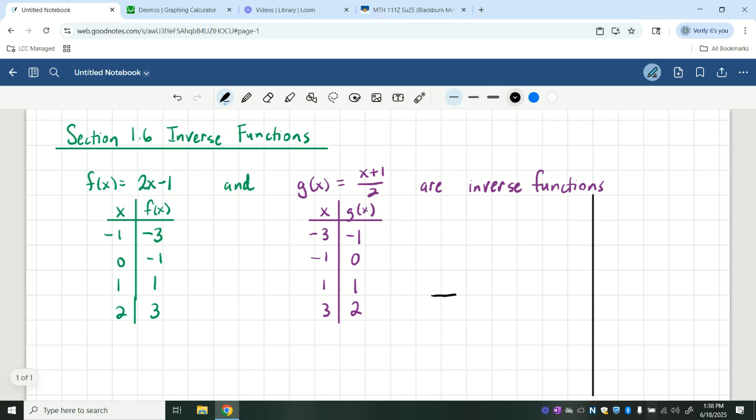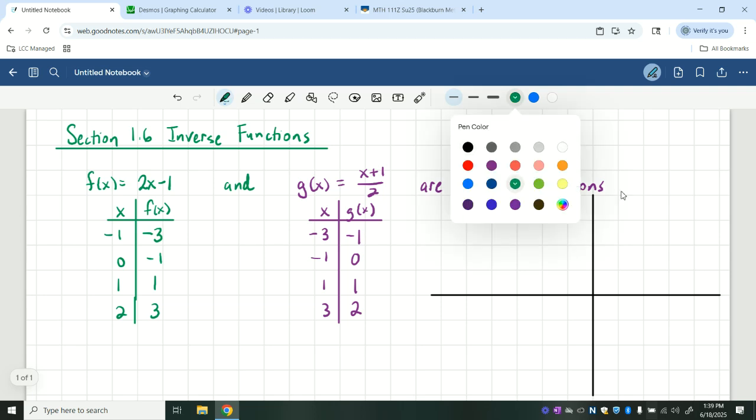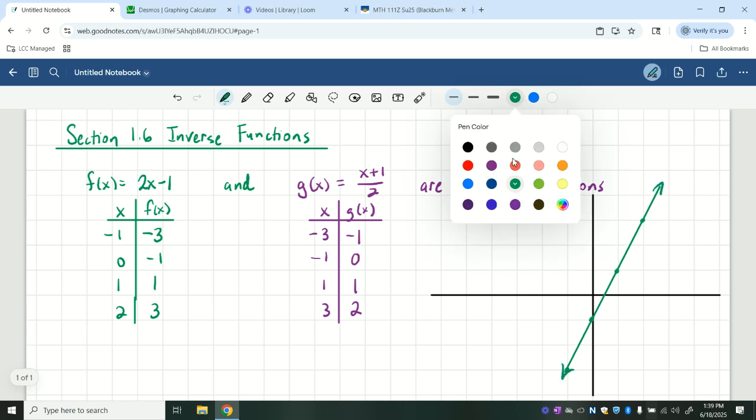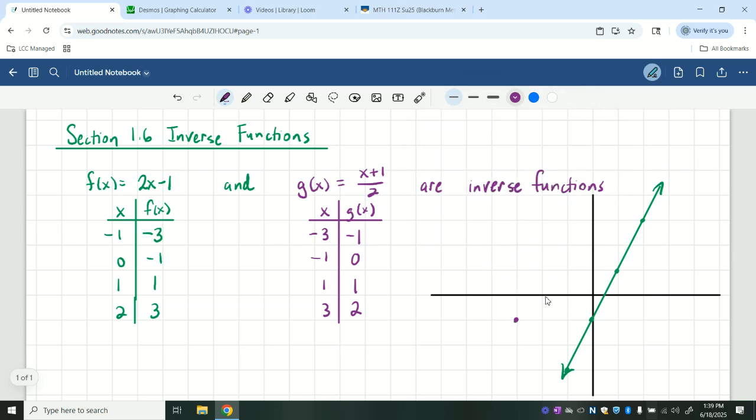So let's draw these two graphs to notice something cool about what happens. So we'll draw f of x in green. So -1, -3, 0, -1, 1, 1, and 2, 3. We connect the dots here. And there's my f of x graph in green. Here's my g of x graph in purple. So -3, -1, -1, 0, 1, 1, and 3, 2. So the g of x graph looks like this.